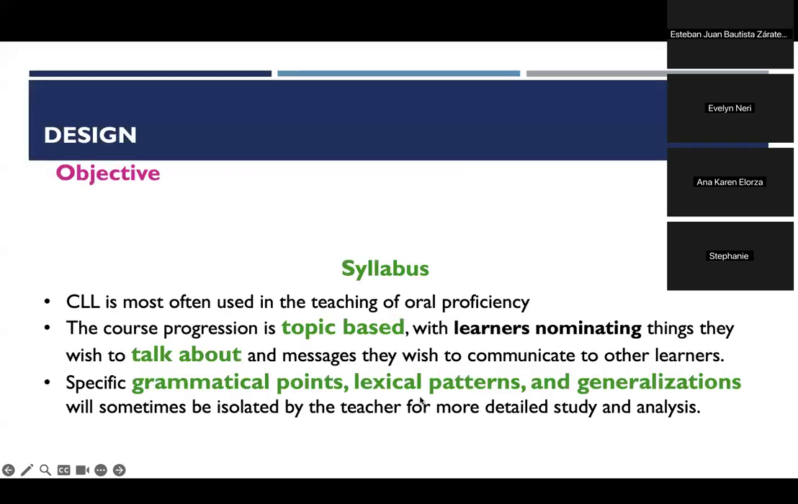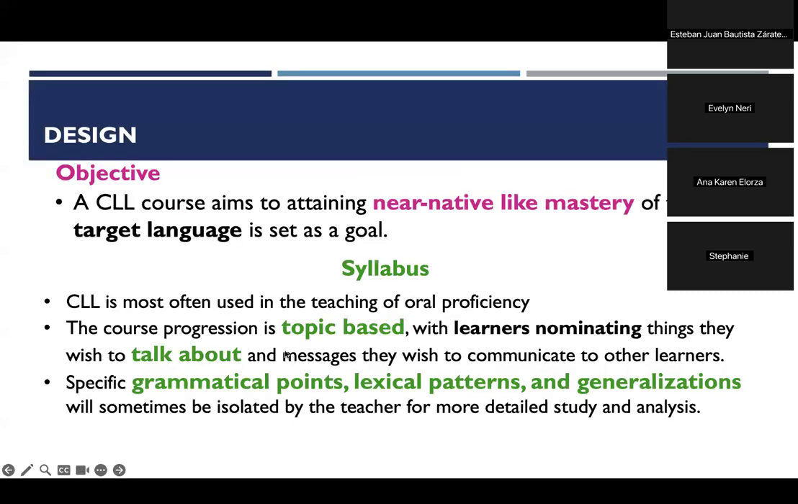We are going to start checking the objective of the CLL course: it aims to attain near native-like mastery of the target language. How is that near native-like mastery going to be achieved? According to a CLL syllabus, it's most often used in the teaching of oral proficiency. So, the other skills are not discarded. However, what is mostly emphasized is the practice of the speaking skill.